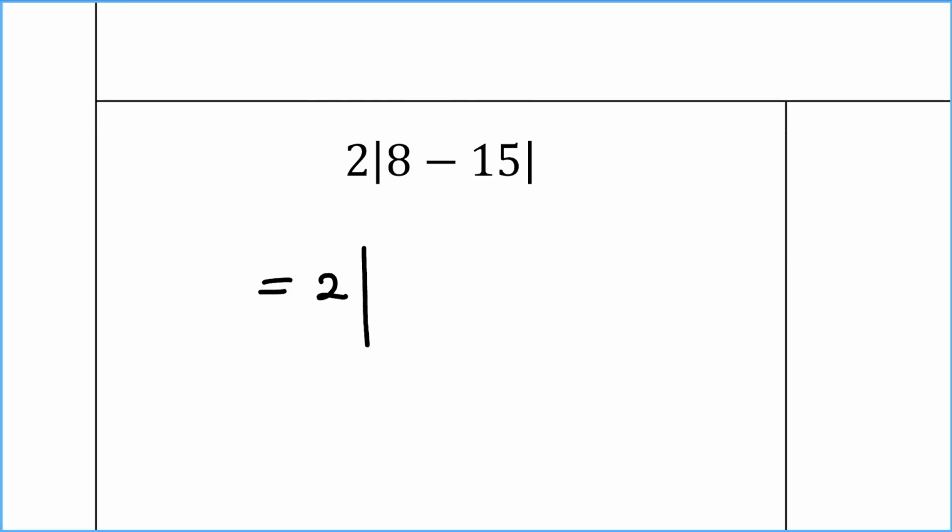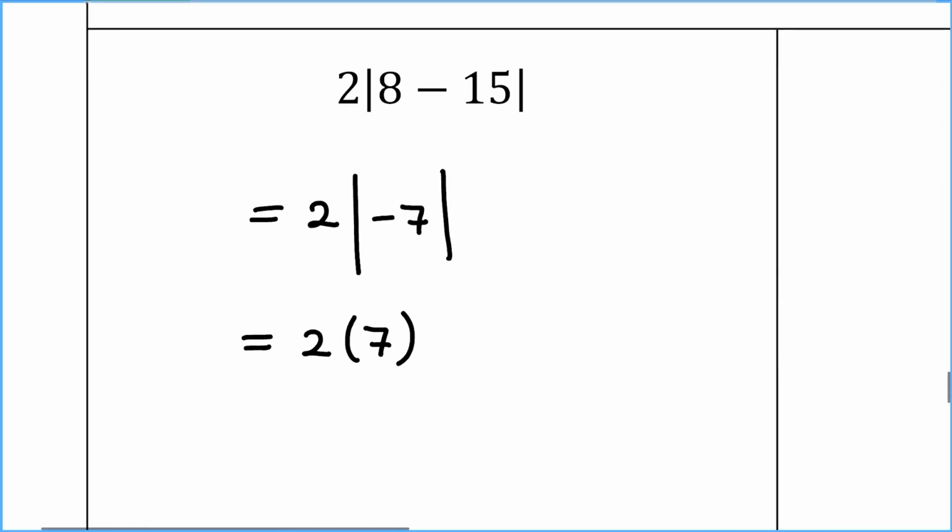2 times, all right, 8 minus 15. 8 minus 15 is negative 7. The absolute value of negative 7 is positive 7. So when you take the absolute value, you can switch to parentheses. That signals, hey, I have taken the absolute value of negative 7. It is positive 7, and we can multiply for a final answer of 14.